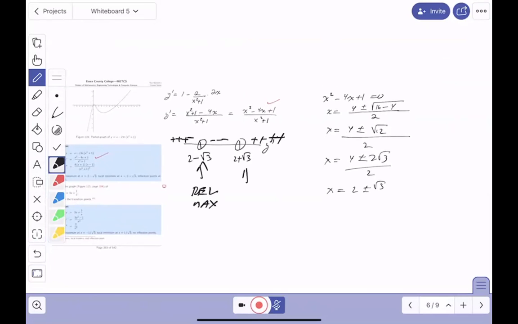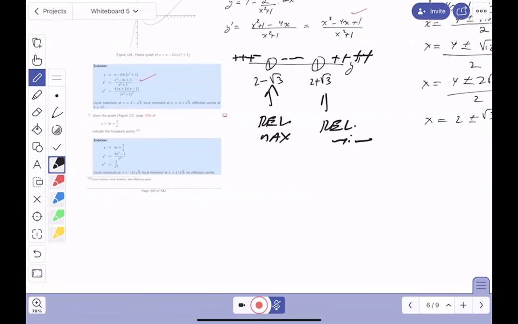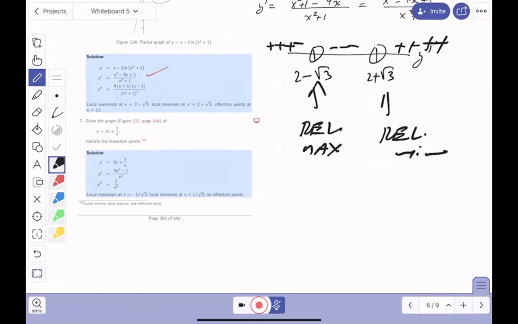What's this guy over here? Decreasing, increasing, relative min. And let's see if we did it right. I already checked the derivatives out. So we'll say local maximum at, yep, I got that. I'm seeing it. Relative minimum. Yep, we got that.